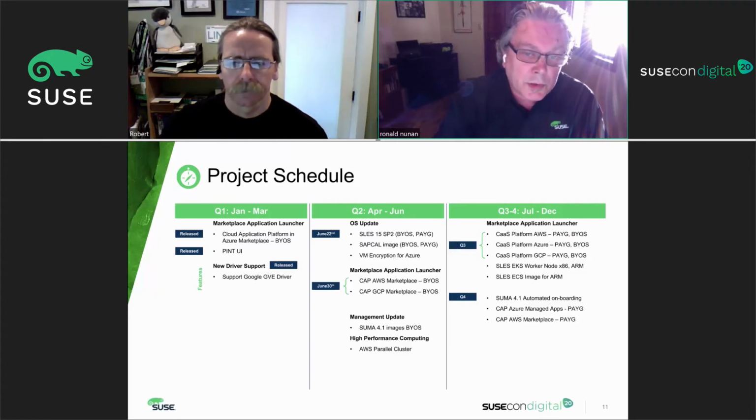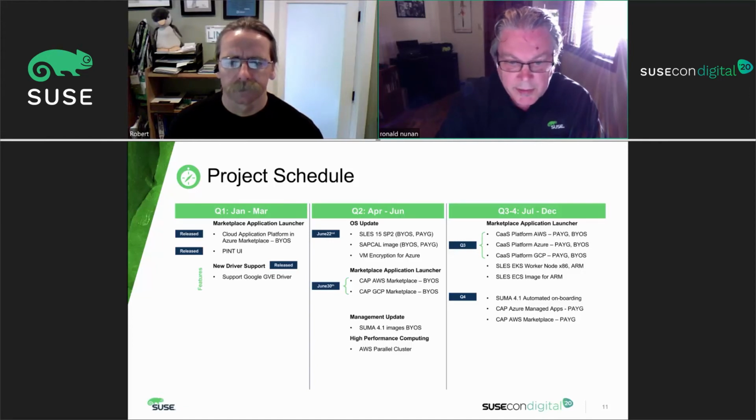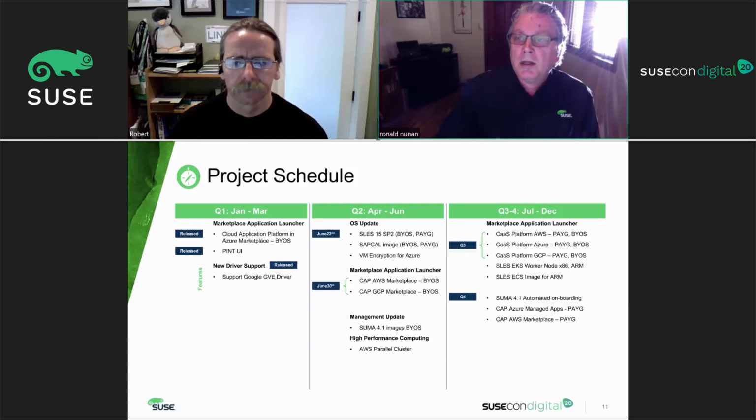Coming towards the end of the quarter, you'll see new Cloud Application Platform launching environments for the marketplaces on AWS and the GCP marketplace. And this will mirror what we're about to show you that's up in the Azure marketplace right now. And in addition, you'll see a management update for the SUSE Manager Server version 4.1. Those images will always be bring your own flavor, and they'll be up there. And then we'll have some stuff with ParallelCluster on AWS in the upcoming future.